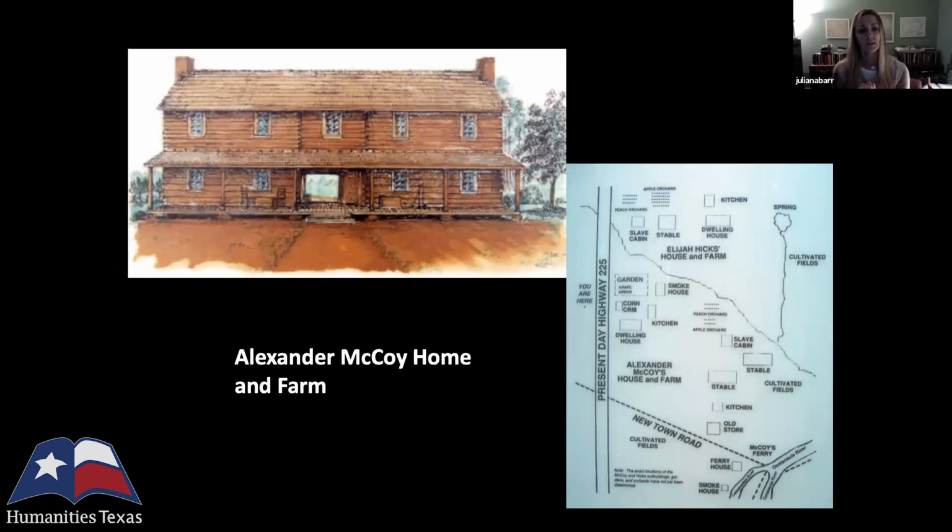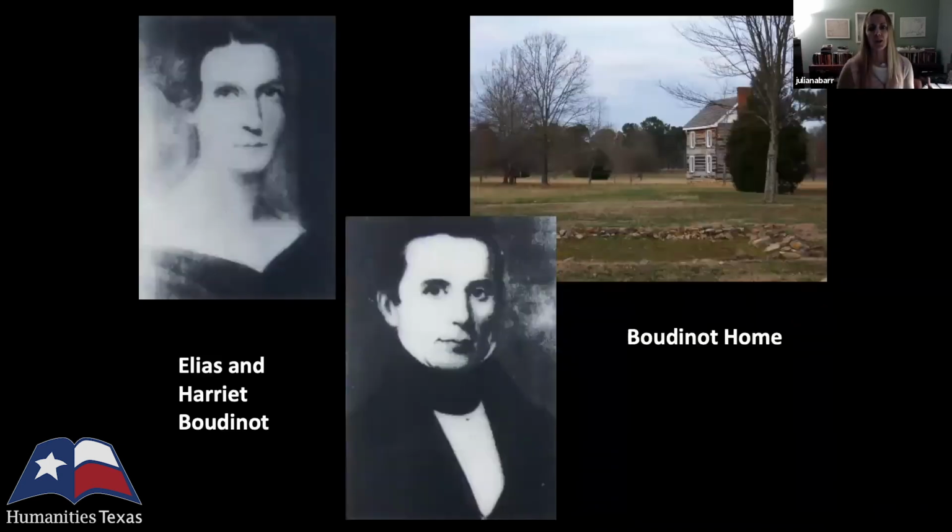And so this is Alexander McCoy's home, and you can see Elijah Hicks is at the top of the map, but in the middle is the McCoy's house and farm. And again, you can begin to see this expansion, right? We've got stables, we've got a kitchen, we have homes for the enslaved laborers. So things are getting bigger and more elaborate.